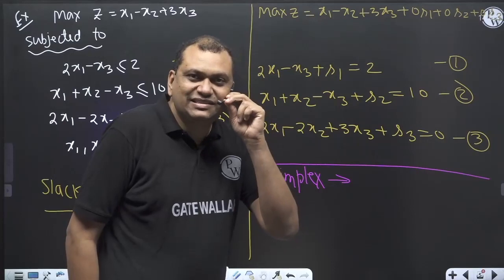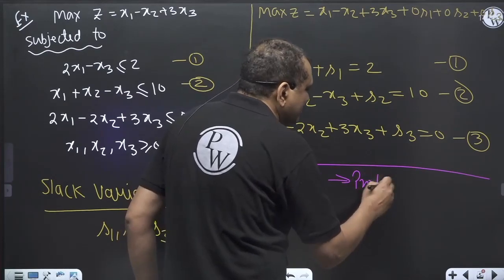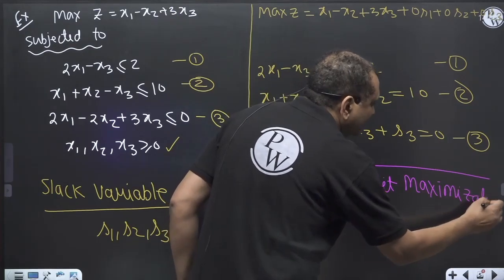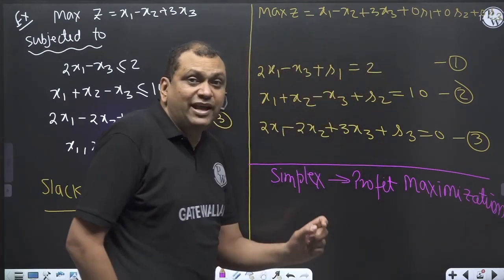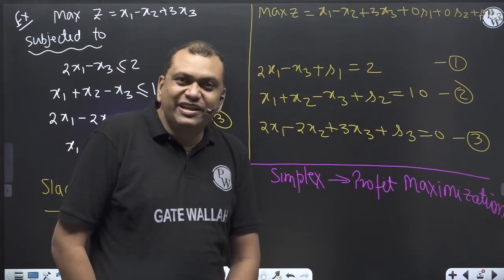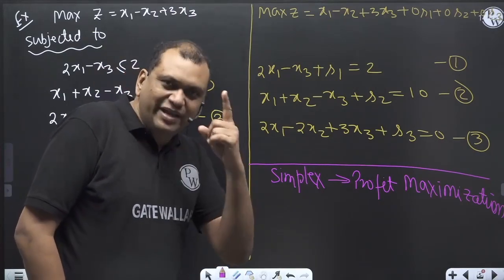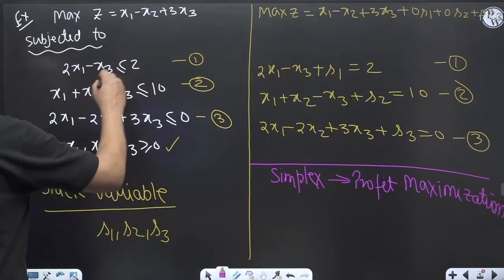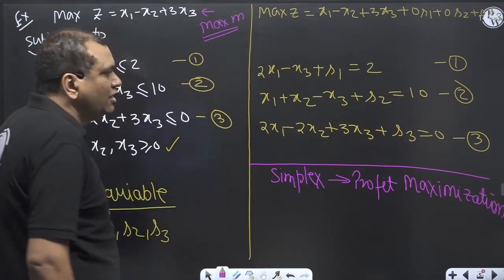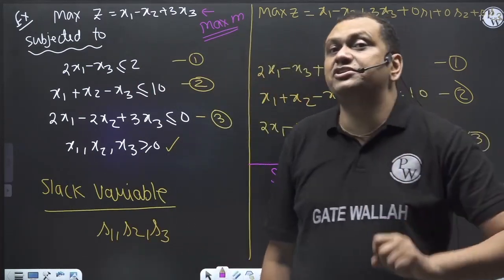Simplex method means it's a profit maximization. Simplex problems are solved for profit maximization. You know what the meaning is? To begin our iterations, my objective function should be that of maximization.